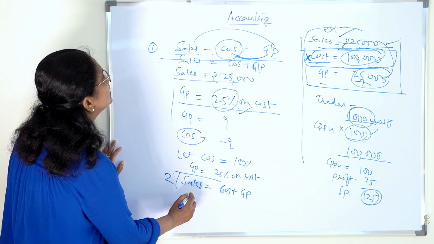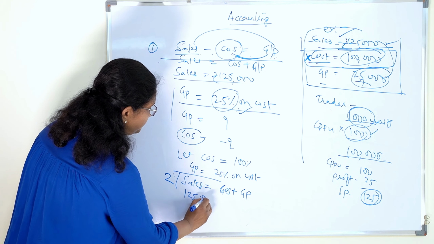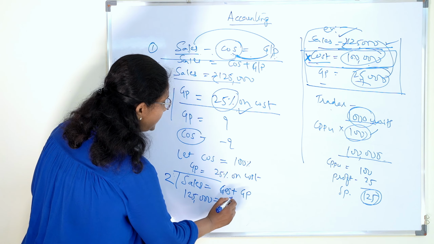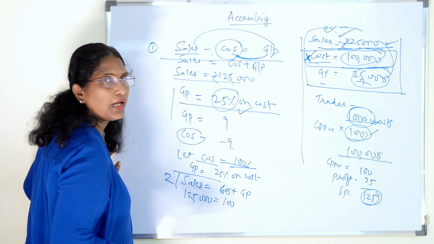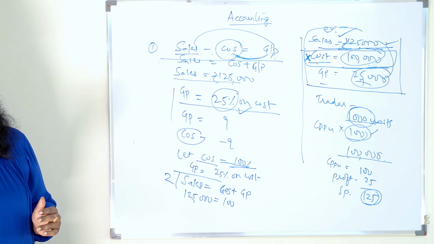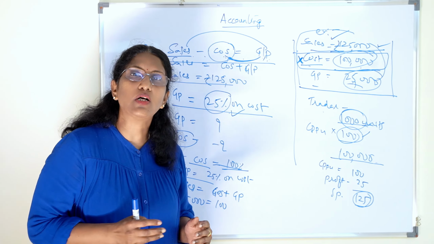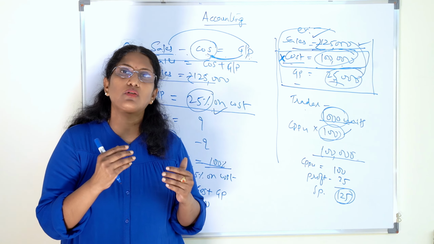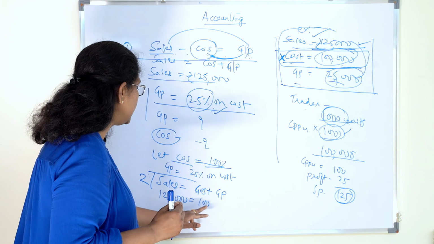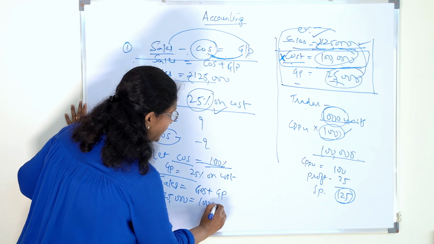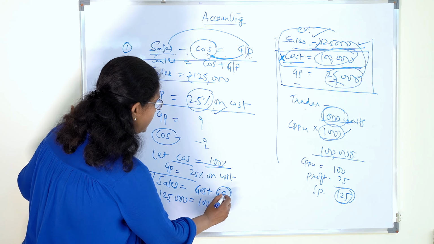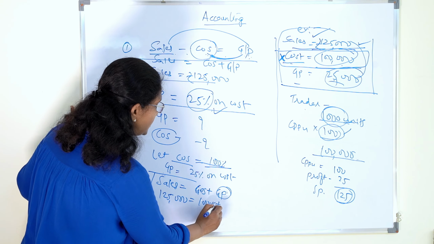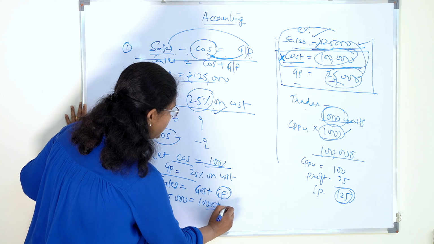Sales I know is how much? 125,000. Cost of sales is 100, that's 100% C, which I have taken here. Let me assume, because gross profit is 25% on cost and I am taking cost as 100%, that is 100% C. Remember this is percent, and gross profit is on cost. Suppose cost is 100% C plus gross profit is 25%.